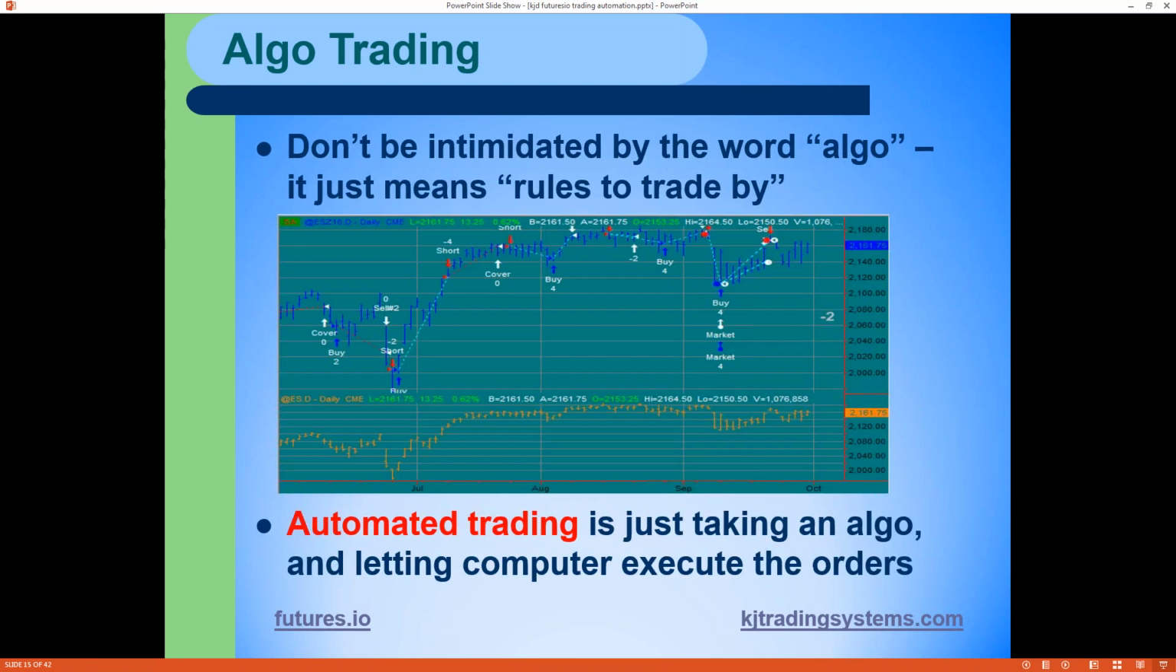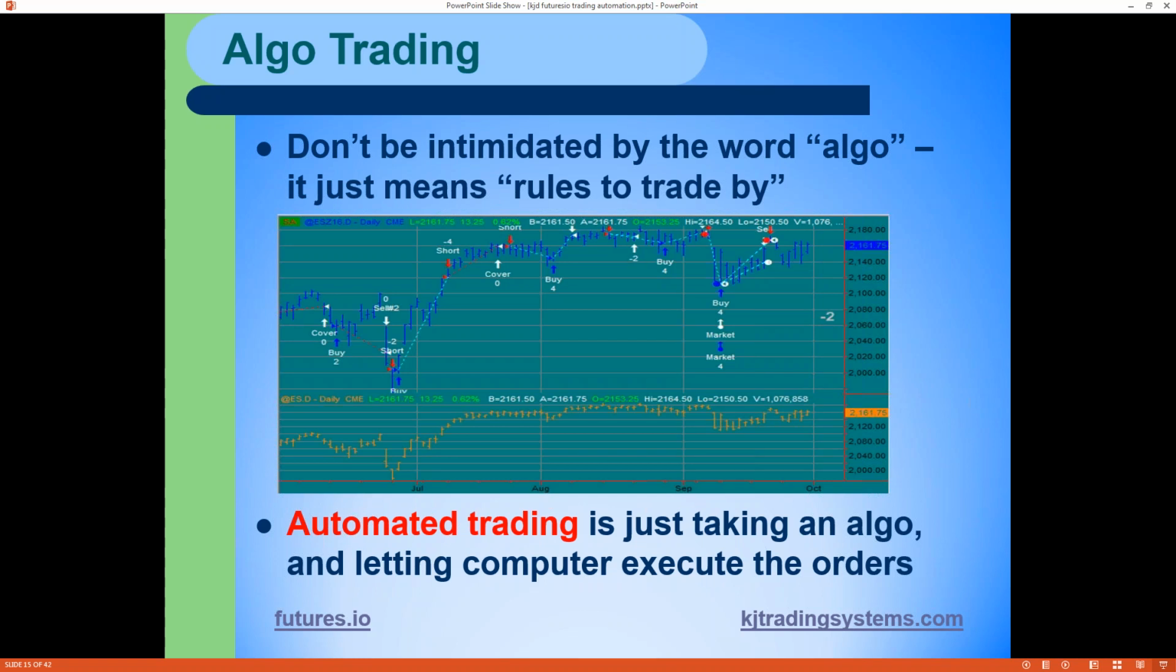So again, don't be intimidated by that algo word. It's just rules to trade by. And then, like I said, automated trading is just taking that algo and letting the computer execute the orders. That's all it is. So it's not as complicated as a lot of people make it out to be.